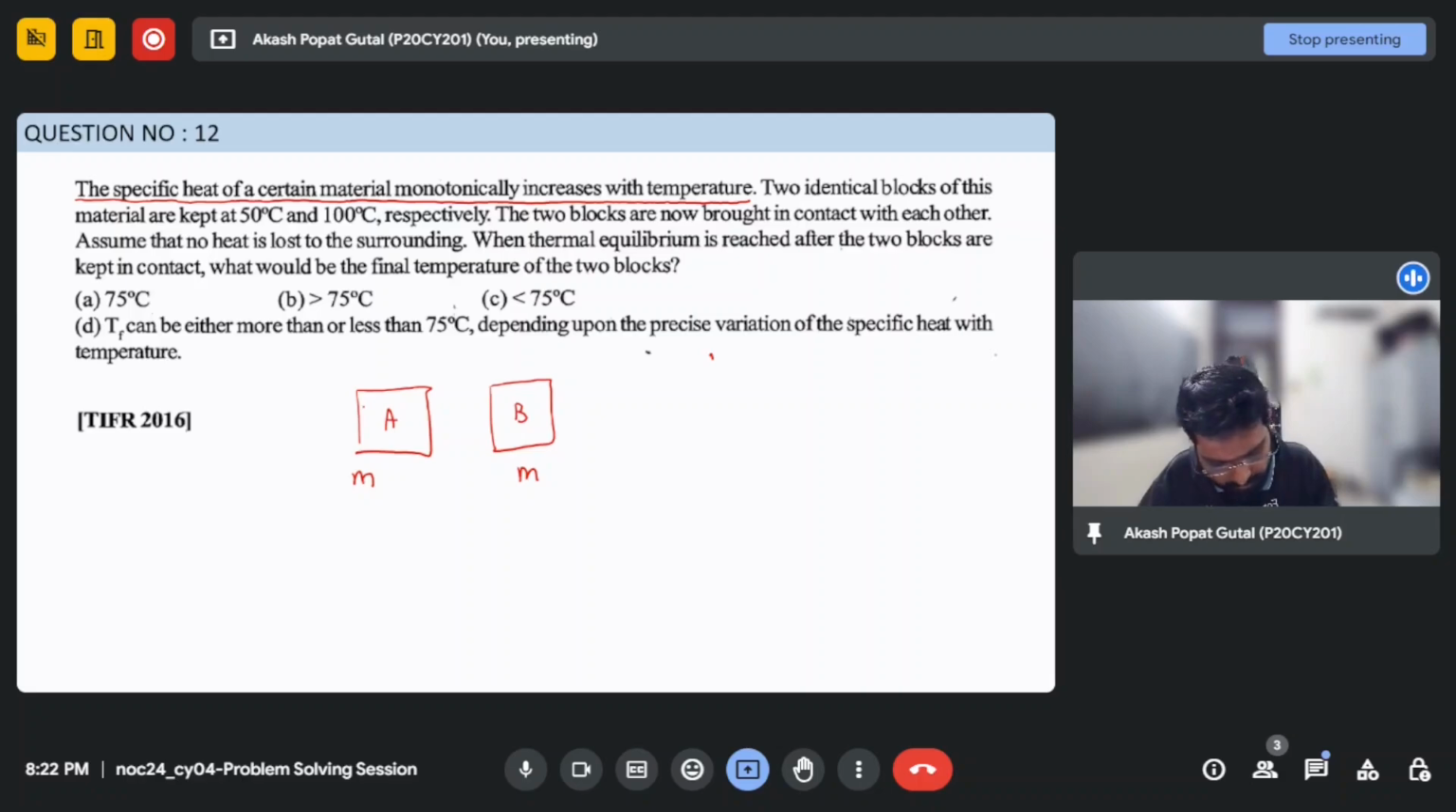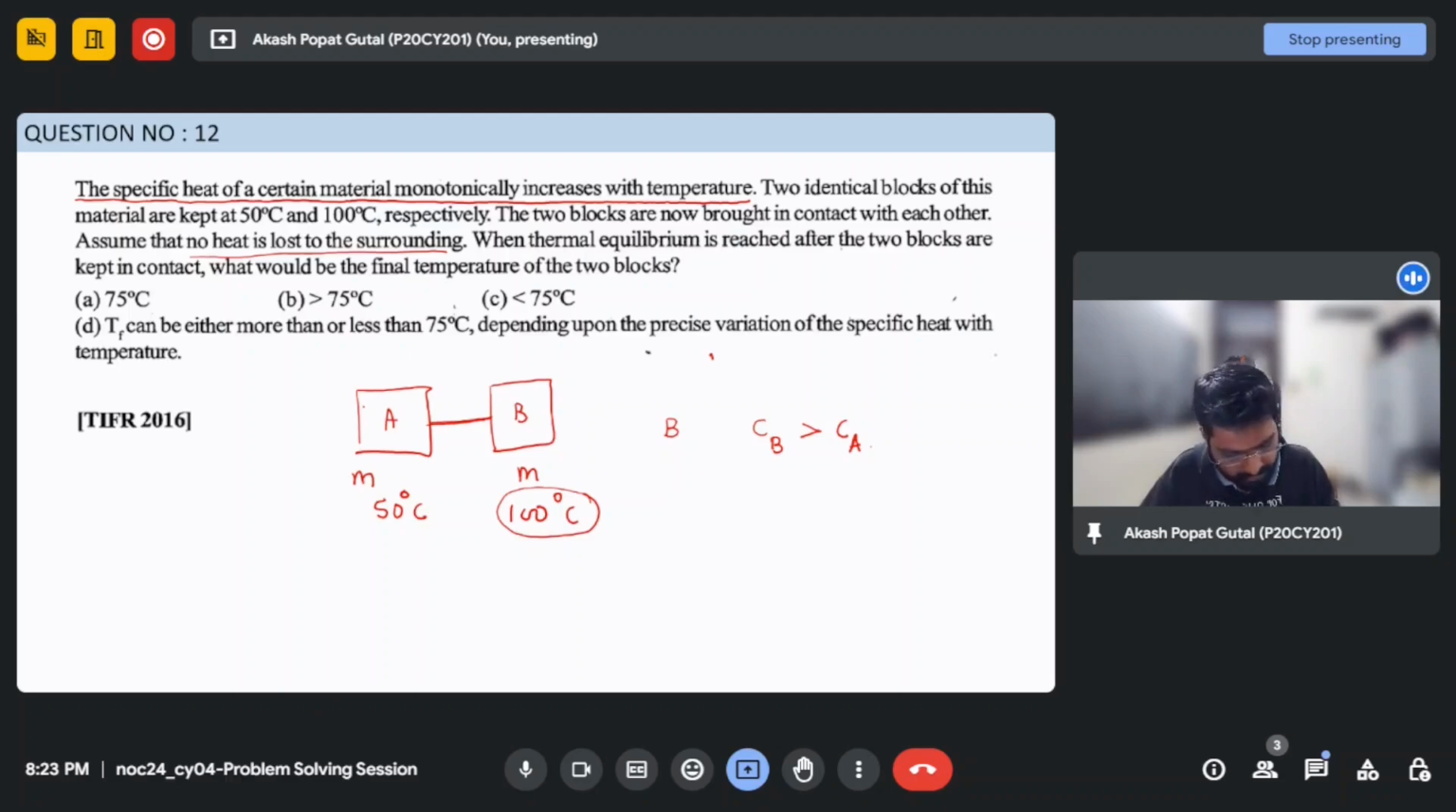you have two blocks, A is at 50 degrees and the second is at 100 degrees Celsius, and we kept them in contact, and it is said that there is no heat loss to the surroundings. When thermal equilibrium is reached after the two blocks are kept in contact, what would be the final temperature of the two blocks? At 100 degrees Celsius, this material B should have higher specific heat. Specific heat of B, sorry, must be higher than specific heat of A.